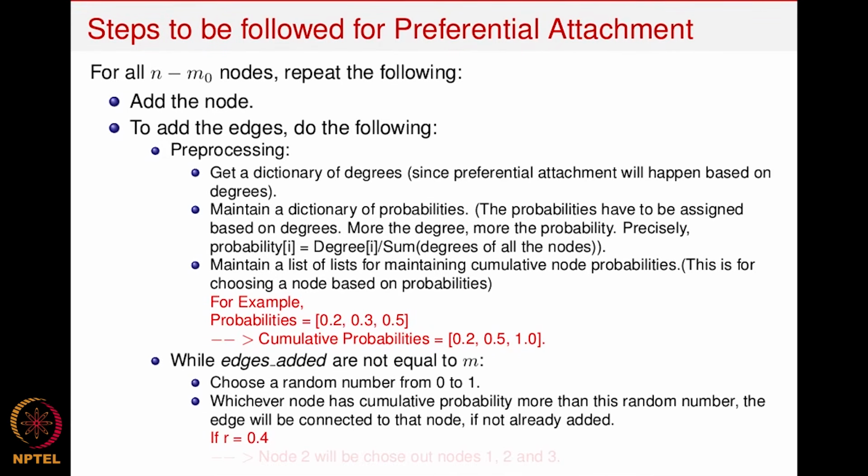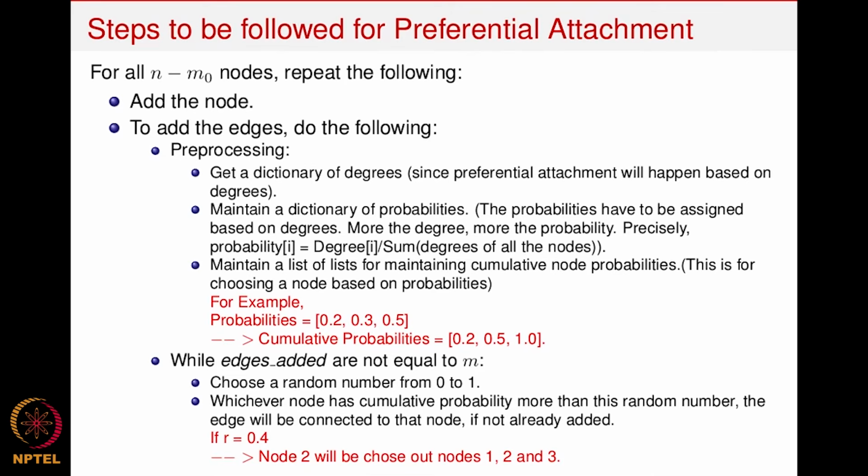So assume R comes out to be 0.4, okay? Let's look at the cumulative probabilities list that we just created. The first node's cumulative probability is 0.2, which is less than 0.4. So we will go ahead and check the second one. 0.5 is the second value, and 0.5 is more than 0.4. So we'll stop there. Since R is less than or equal to 0.5, the second node is the node which is going to get connected to the new node.